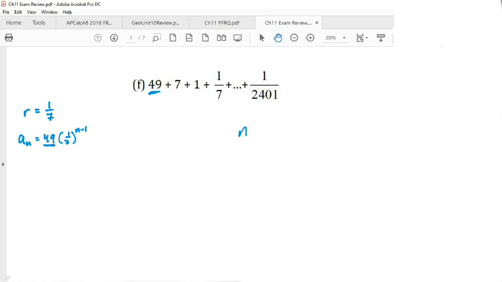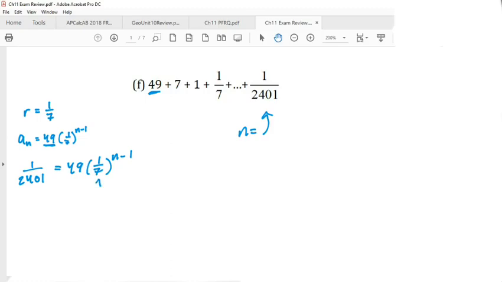We want to know what n equals when we get to this term. So you take the nth term that we found, and we plug in 1 over 2,401 equals 49 times 1 over 7 raised to the n minus 1. Now, we're going to do some fancy algebra here that only you guys can do. Nobody else in this school can do it except maybe a calculus student.